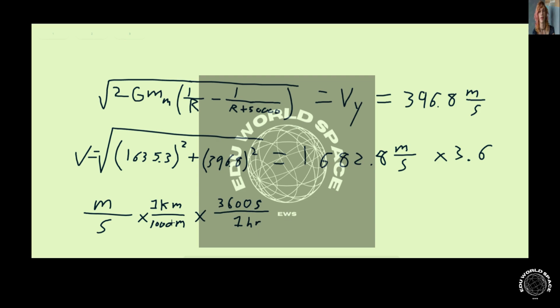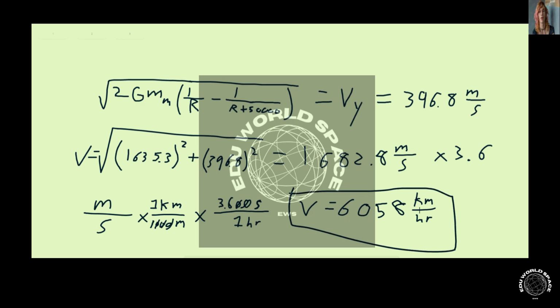Now, you can just combine these two, and you see that 2 zeros cancel out in each one, and you just get 3.6 as your scaling factor. So you take your answer, multiply it by 3.6, and you get about 6058 kilometers per hour. That is its total velocity right as it crashes on the moon's surface.